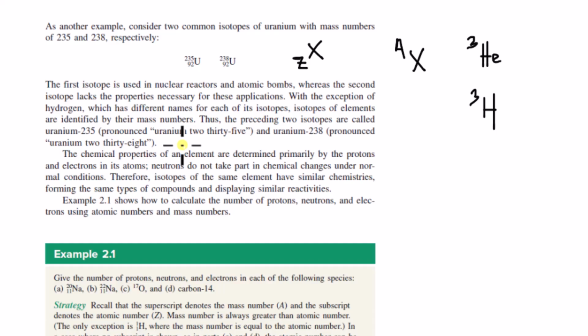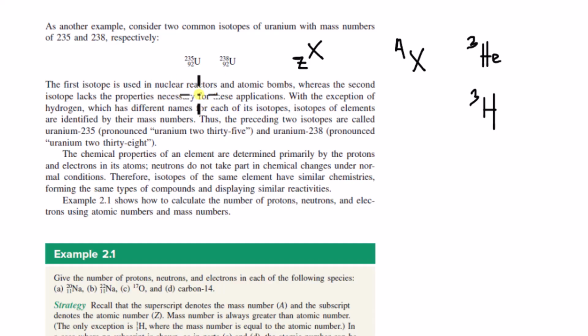Uranium-235, uranium-238. Okay, the chemical properties of an element are determined primarily by the protons and electrons in its atoms. Neutrons do not take part in chemical changes under normal conditions. Now, you might look at this sentence and say, well, wait a minute, we just saw that uranium-235 and 238 were different. One was used in nuclear reactors and atomic bombs, whereas the second lacked the properties to be used for these applications.